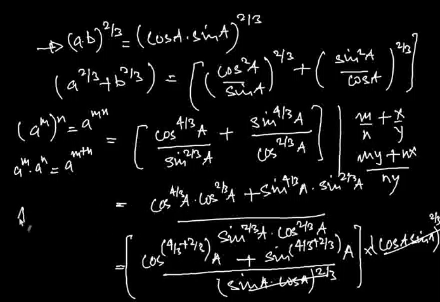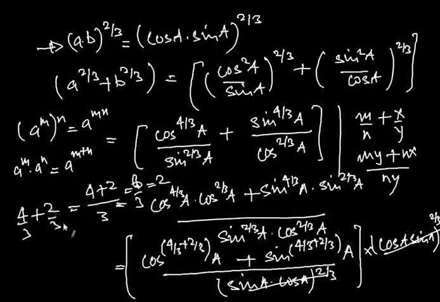Now what's 4 by 3 plus 2 by 3? So 4 by 3 plus 2 by 3 is equal to 3, and 4 plus 2 is equal to 6. So that's 6 by 3, which is equal to 2, right? Sorry, it's equal to 2. So what we are left with is cos square a plus sine square a. And this we know is equal to 1, right?